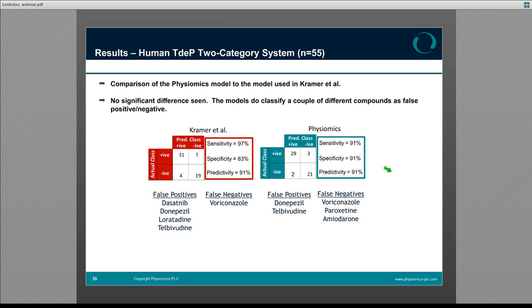However, what is different is the compounds that have been highlighted as false positives and false negatives. To keep your eye on here, some of the false positives that Kramer et al. have, we don't have. For example, dasatinib and loratadine are false positives for the Kramer et al. approach, but they're not for us. However, we have two extra false negatives that they don't, and these are paroxetine and amiodarone. So this highlights slight differences in terms of the sensitivities we were picking up with our model.